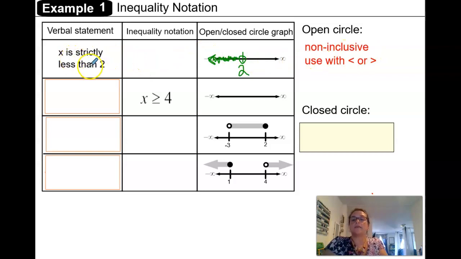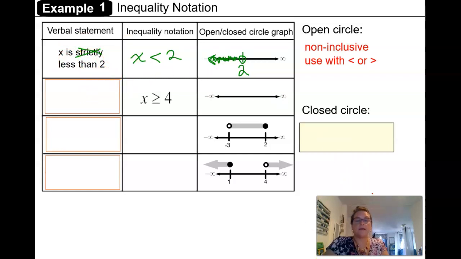So the x's being less than 2, remember the alligator eats the bigger number. So the inequality is going to face the 2 because the 2 is bigger than the x. So this is x less than 2. This word strictly here is kind of a distractor. It means the same thing whether that word is there or not. X is less than 2. It still doesn't include the 2 as an endpoint, so x is strictly less than 2 means the same thing.